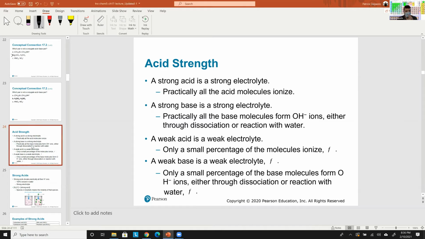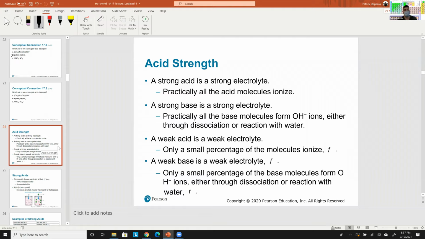All right, so we're going to end after we talk about acid strength and I give you my little acronym. A strong acid is a strong electrolyte, meaning practically all of the acid molecules ionize. Every HCl molecule you put into water is going to ionize completely. Same thing with a strong base. The weak acids only ionize in a small percentage, and the weak bases are the same. They're both weak electrolytes. The main part of this chapter is using what we know about ICE tables and exploring these weak acids and weak bases, seeing how much they dissociate.